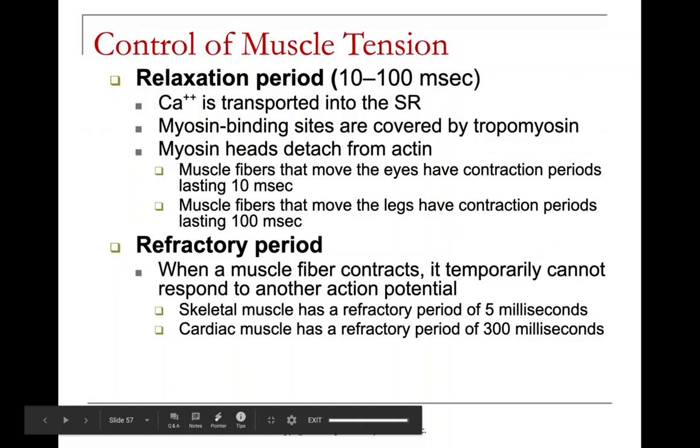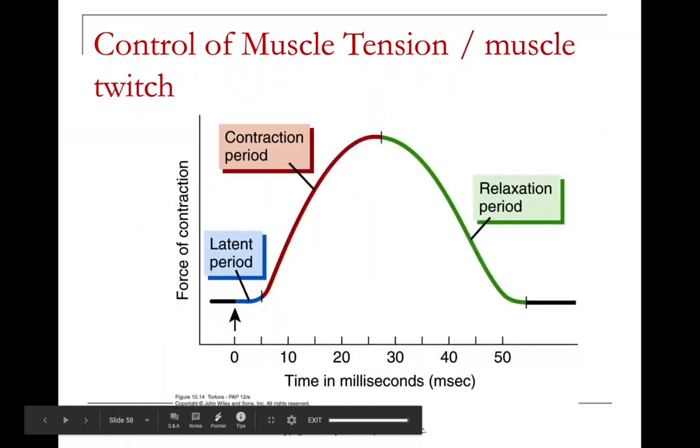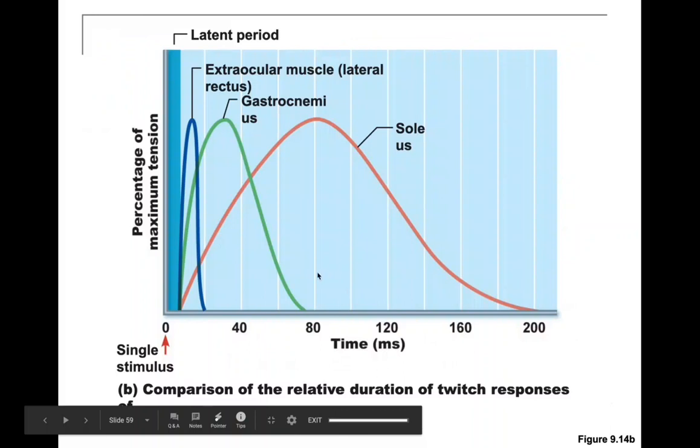A refractory period is when a muscle fiber contracts. Afterwards, it's temporarily not going to be able to respond to another stimulus. Skeletal muscle has a refractory period of about 5 milliseconds. Cardiac muscle is about 300 milliseconds. This shows here you've got this latent period, a contraction period, and then a relaxation period. Here, this is showing the single line for the nucleus, and then your gastrocnemius.